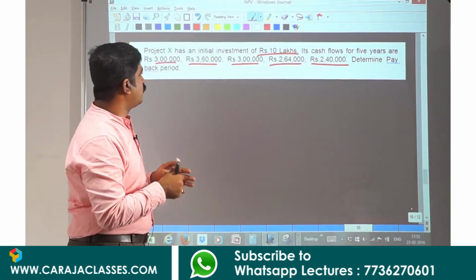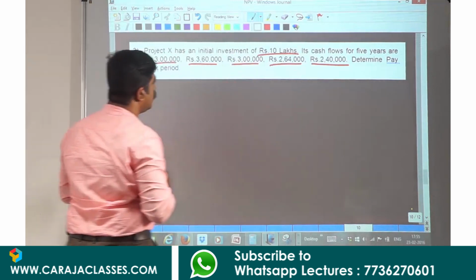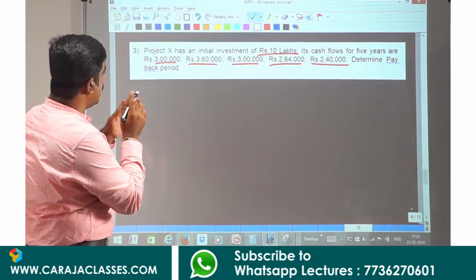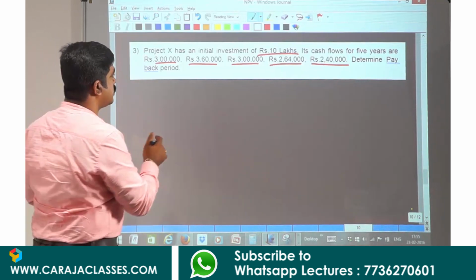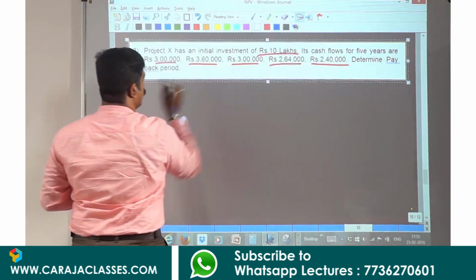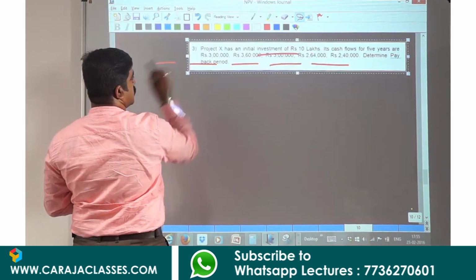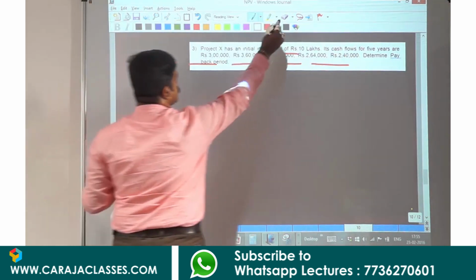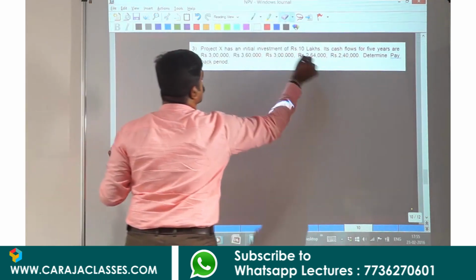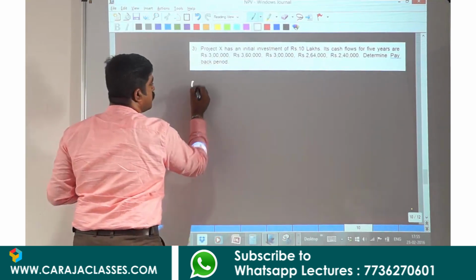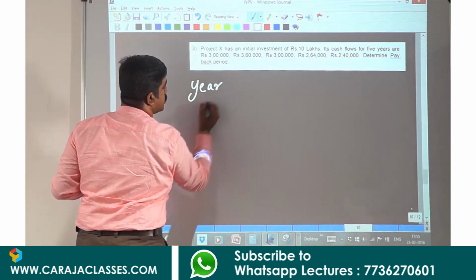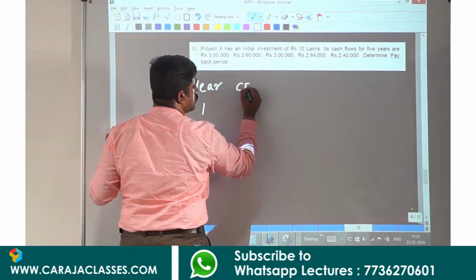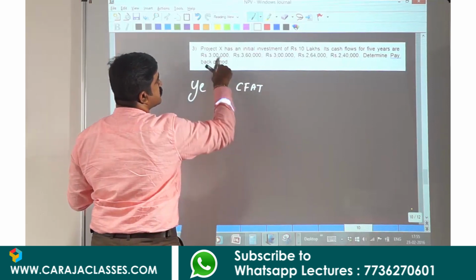In that case, we have to follow something known as cumulative cash flows. So I'll make use of this information. I'll prepare a small table and from that we'll see how it can go further. I'll start with year. Year 1, what was my cash flow after tax in year 1? It is 3 lakhs.